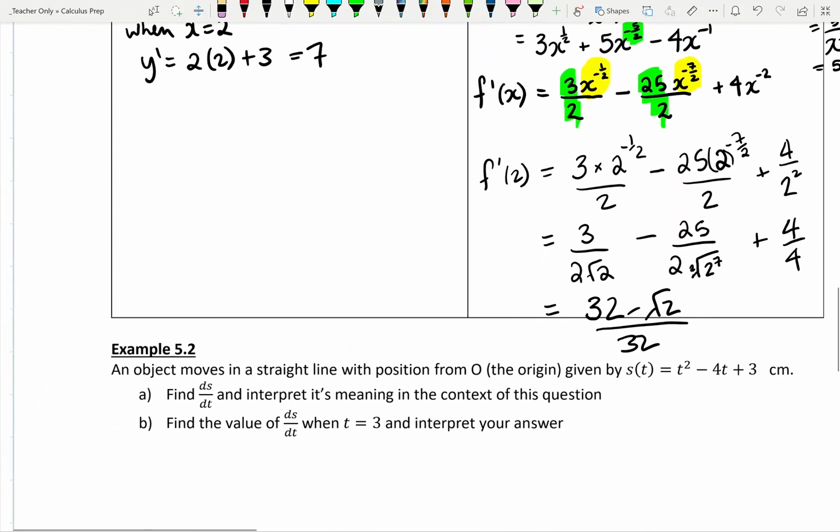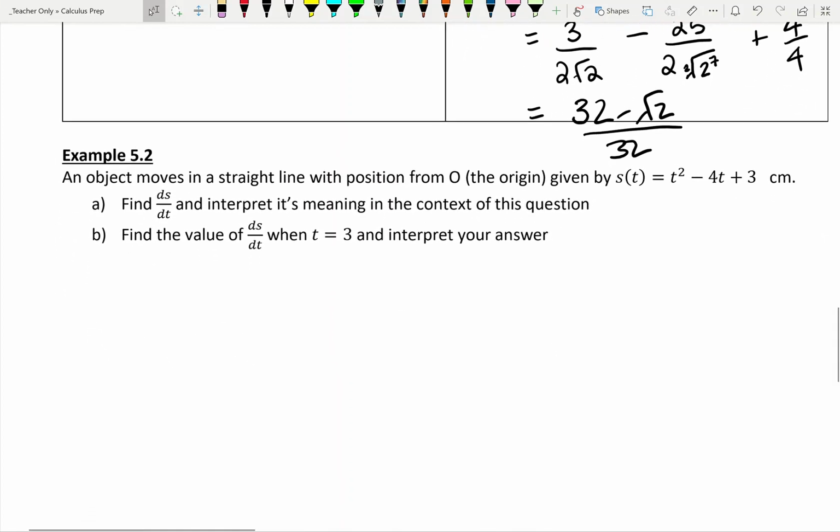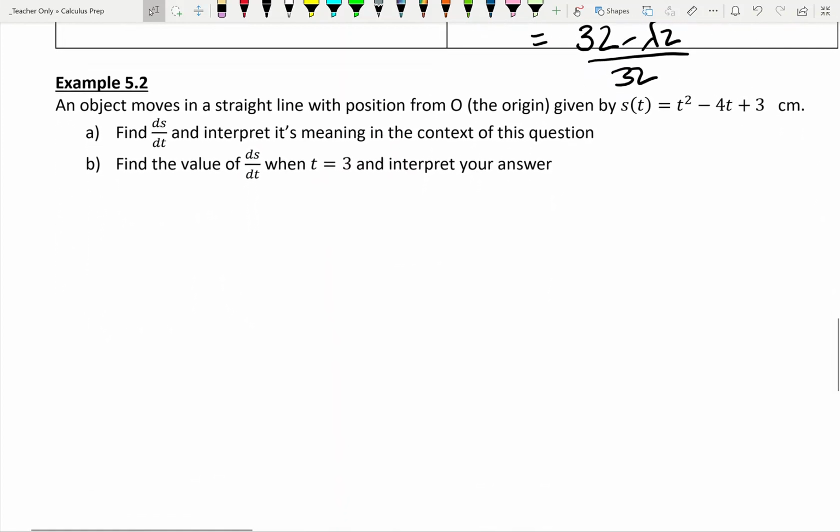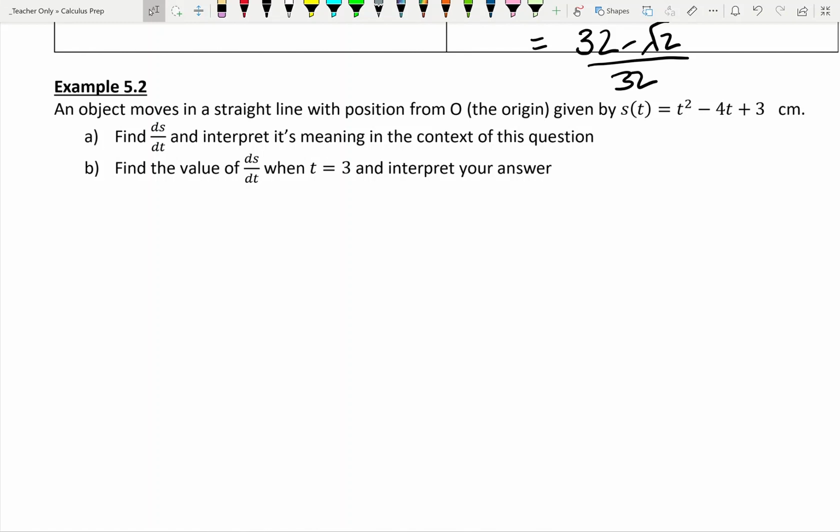All right, last example, example 5.2. One of the big ideas in calculus is the motion of objects. In maths, we don't tend to talk about objects in real life. We talk about single particles, and we talk about the mathematical movement of the particle rather than the genuinely physical movement in three-dimensional space that you would investigate in science, more specifically physics.